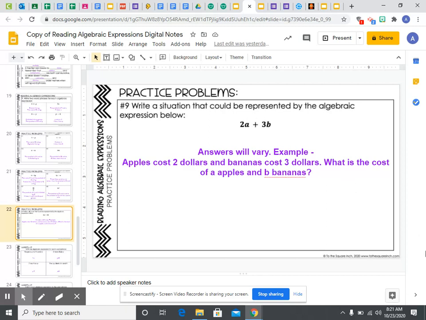So pretty much like, if we were trying to figure out, say we were buying a certain amount of apples and a certain amount of bananas, then this expression will help us figure out how much it would cost total. Because say we bought like, I don't know, 4 apples and 6 bananas, then just like when we learned how to evaluate an expression, we would plug in the amount of apples we bought and the amount of bananas we bought to figure out the total cost. So, there's all kinds of different examples you can do for this, but this was a good example that they had. So that's the one I want you all to type.